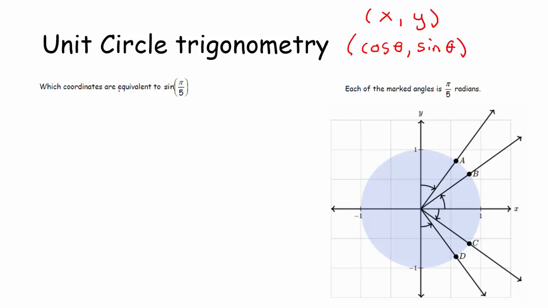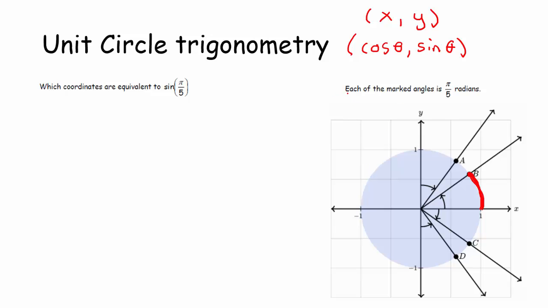Which coordinates are equal to the sine of pi over 5? So first, let's find this angle pi over 5 in standard position over in the picture here. So remember, starting at 0 radians would be right here on the unit circle. And then moving pi over 5 would put us to point B. So that is the angle pi over 5 in standard position.